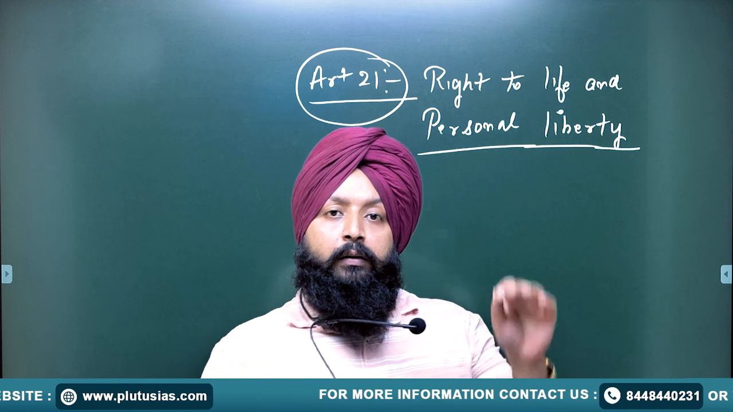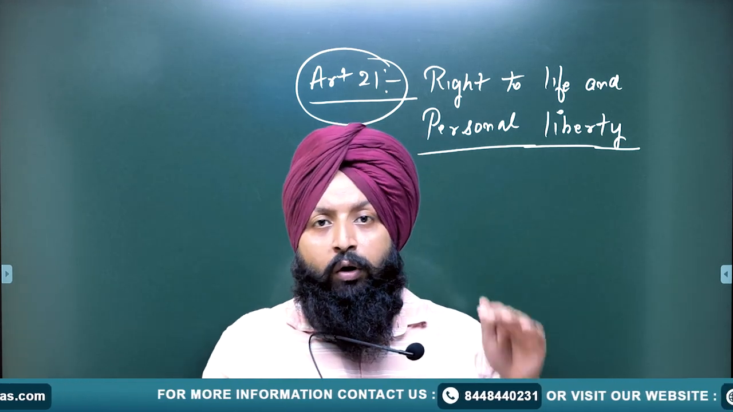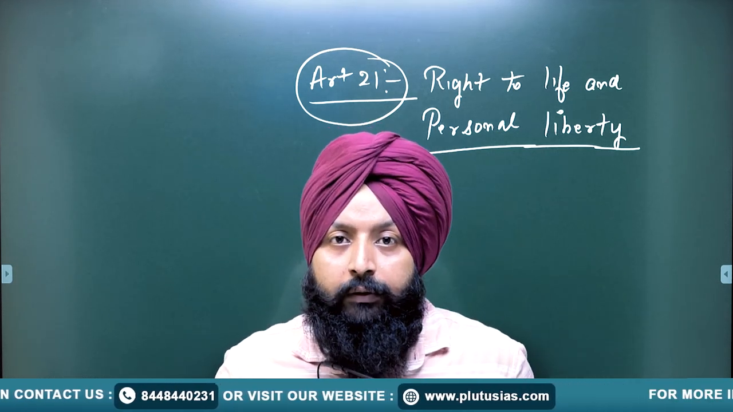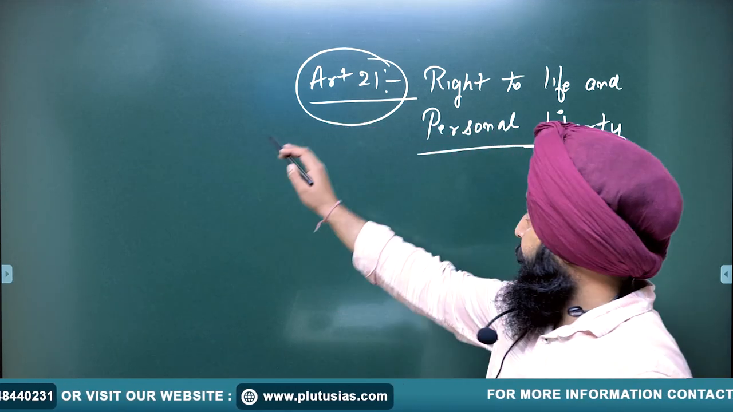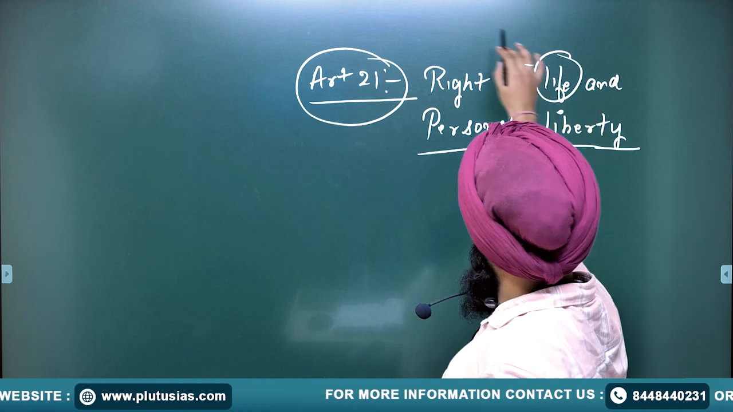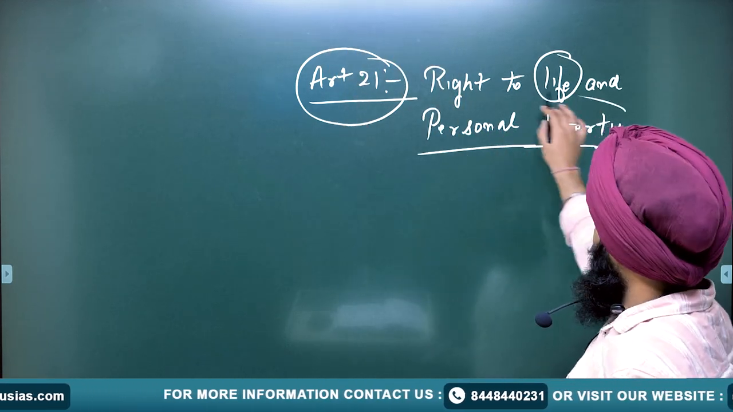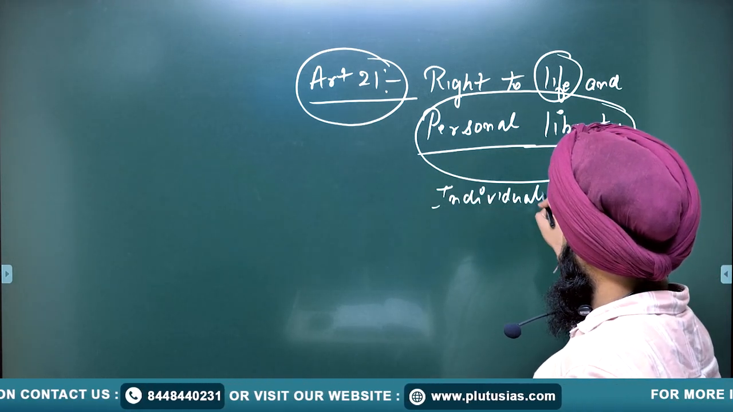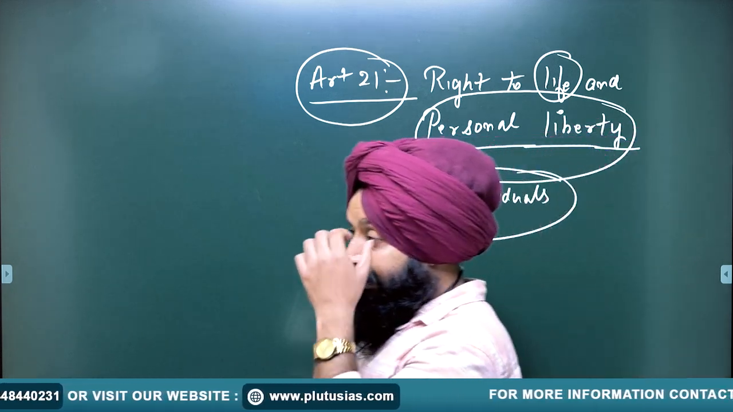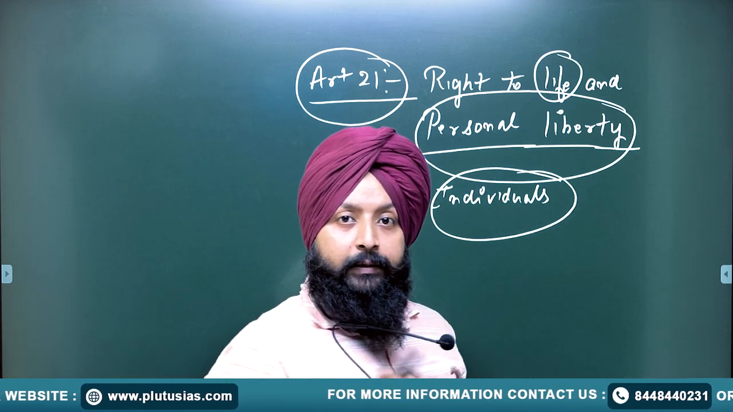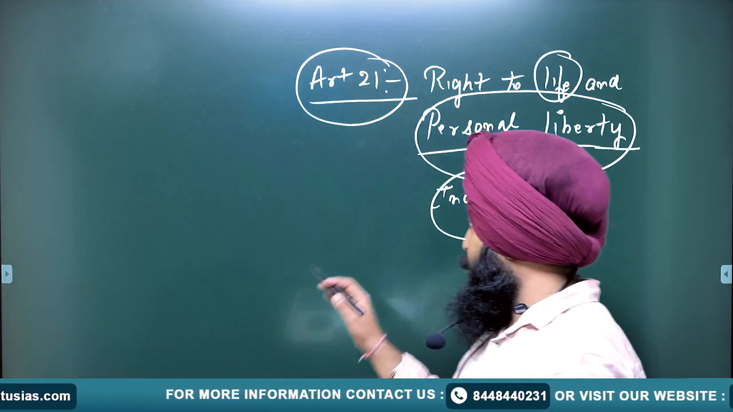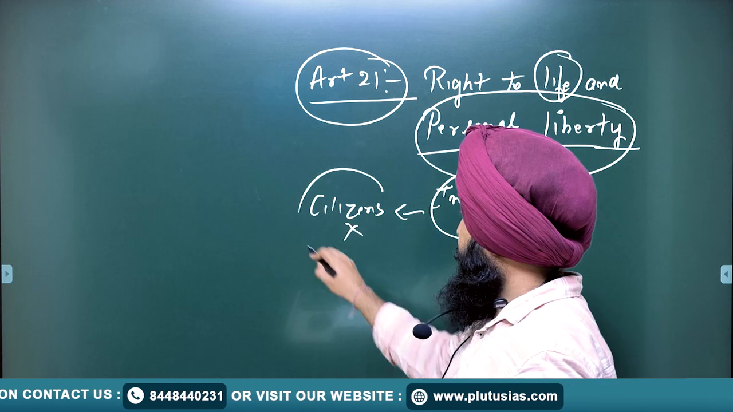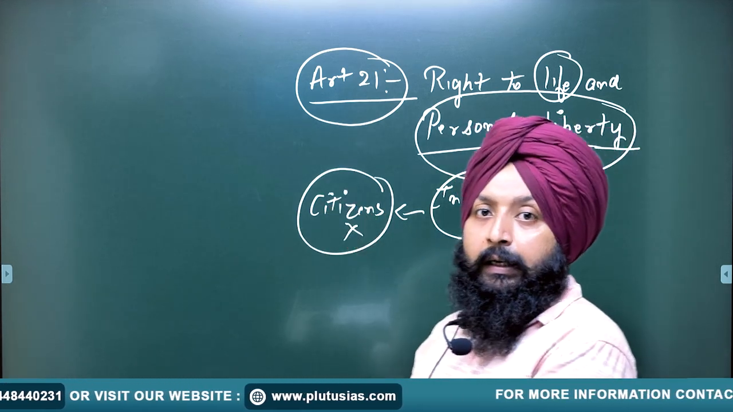In the same way, the Constitution provides various freedoms to the citizens of this country as well as to people who are not even citizens of this country. Article 21 provides the most important safeguard to life and personal liberty of individuals. Here I am deliberately using the word individuals because the protection to life and liberty granted by Article 21 is not limited to only the citizens. It is available to every individual that is in India.